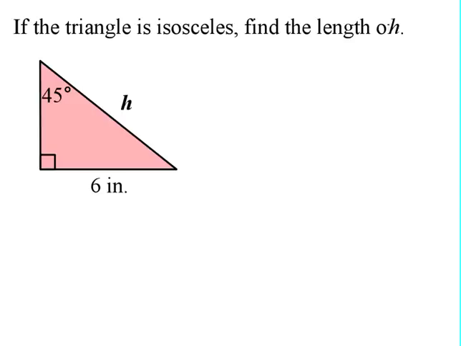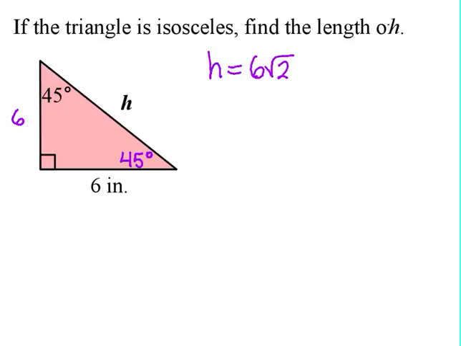So if the triangle is isosceles, find the length of h. So isosceles triangle means what? 2 sides are the same. So I've got 6 inches horizontally. What else do you know is 6? The vertical, yep, this one. So I'm going to tell you right now that in a 45, 45, 90 triangle, the hypotenuse is always root 2 times the length of the legs. So in this case, h should be 6 root 2.